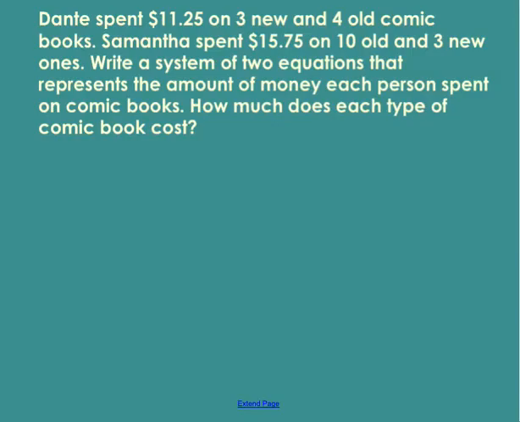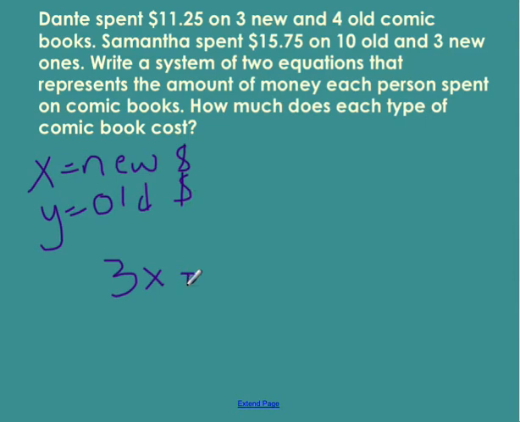All right, let's take a look at this one. Dante spent $11.25 on 3 new and 4 old comic books. So I'm going to let X equal the new comic books, and I'm going to let Y represent the old. So he did 3 new at the X price, so we're talking about money here, and he did 4 old at the Y price, and it was $11.25.